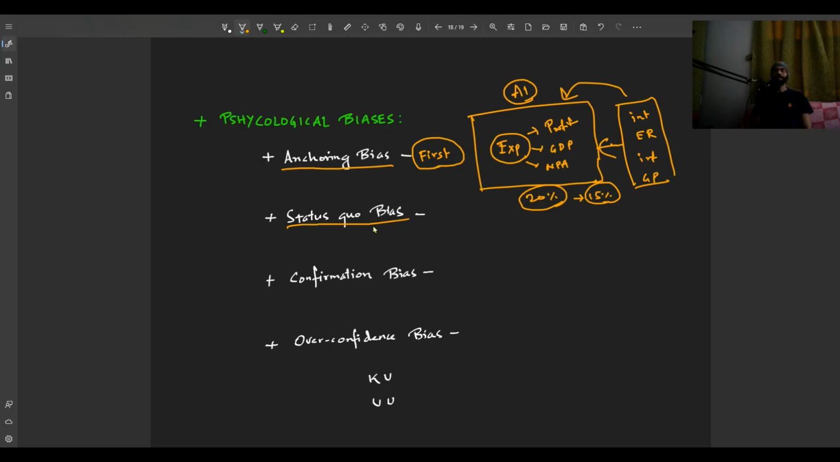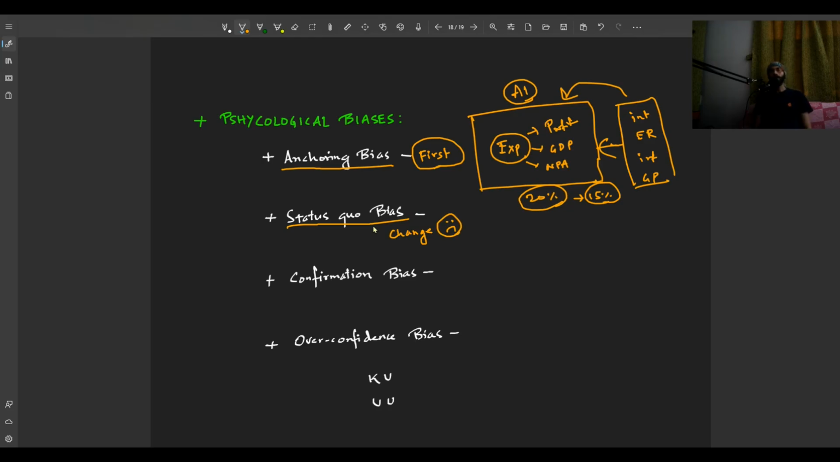Status quo bias means you don't want to change. The conclusions may have to be changed based on recent events. Status quo bias means change is painful. Change makes one sad. This is what status quo bias means.